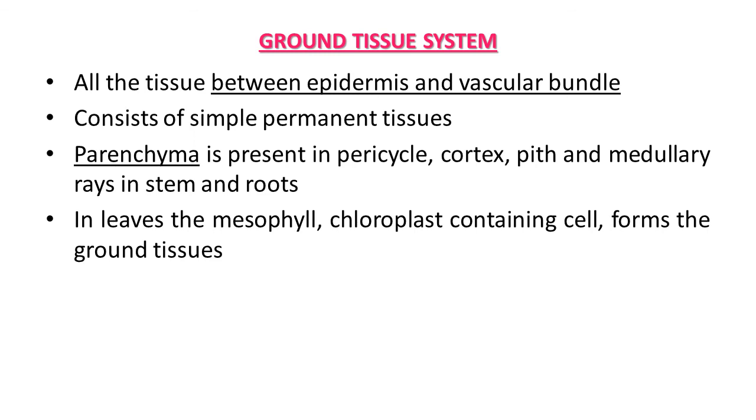This type of structure we are going to study in detail during the study of the anatomy of various plant organs. In leaves, the mesophyll, the chloroplast-containing cells, form the ground tissue system. So in the plant body, except for the epidermis and vascular bundles, all the other tissue is known as the ground tissue system, and generally it is made up of simple tissue like parenchyma, sometimes collenchyma and sclerenchyma also.